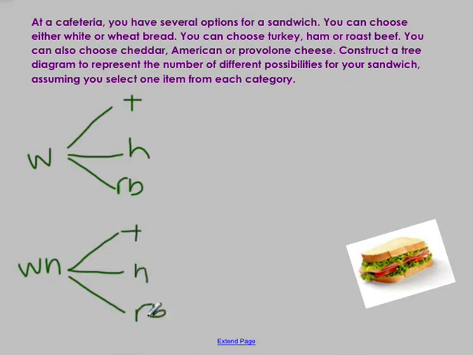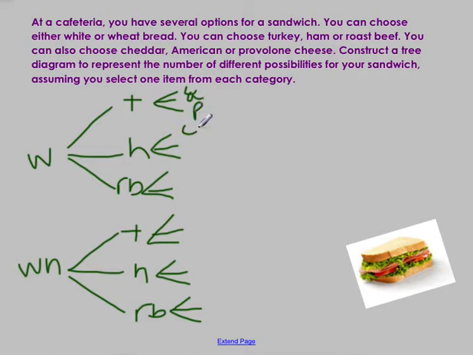Then it says once you've chosen your meat, you can choose cheddar, American, or provolone cheese. So each of those choices has three choices: cheddar, American, or provolone. And that's going to go down on each of these.